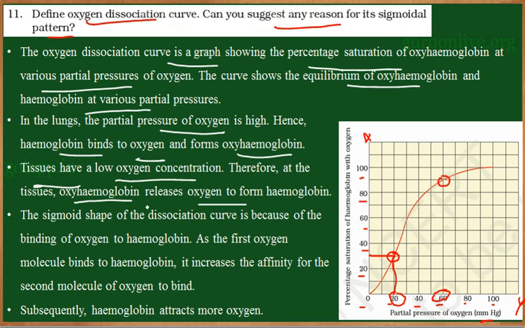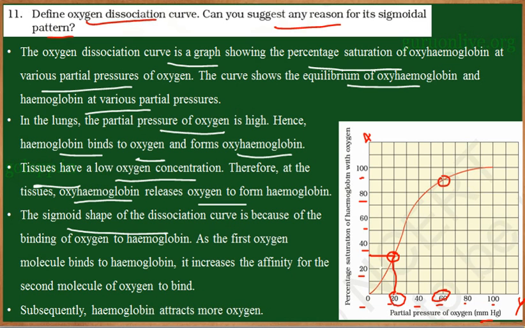So this condition will always be seen. In the lungs, always the partial pressure of oxygen will be more. In the tissue, always the concentration of oxygen will be less. So this condition enables oxygen to bind with hemoglobin in the lungs and to separate oxygen and hemoglobin in the tissue. The sigmoid shape of the dissociation curve.